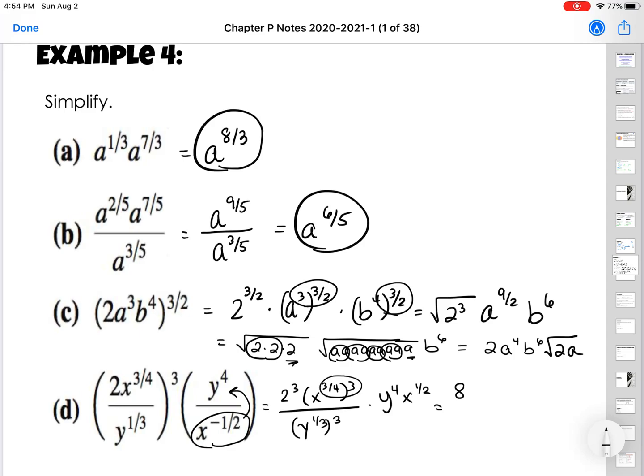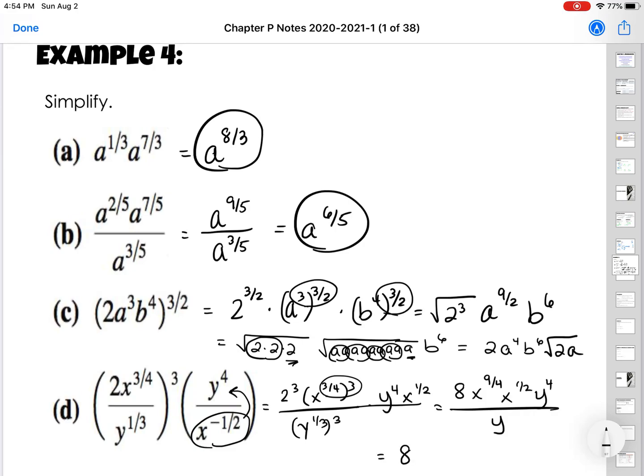When I multiply these, that is what, 9/4? This is just straight multiplication. So we have an x to the 1/2, we have a y to the 4, and then the denominator, 1/3 times 3 is 1. Okay, so now we just have to clean up a bit.